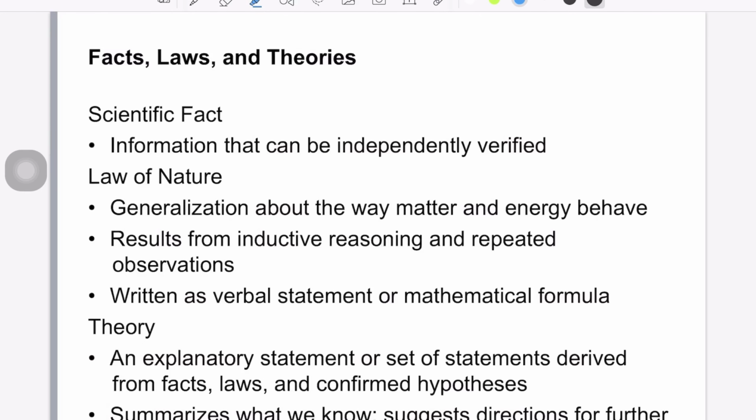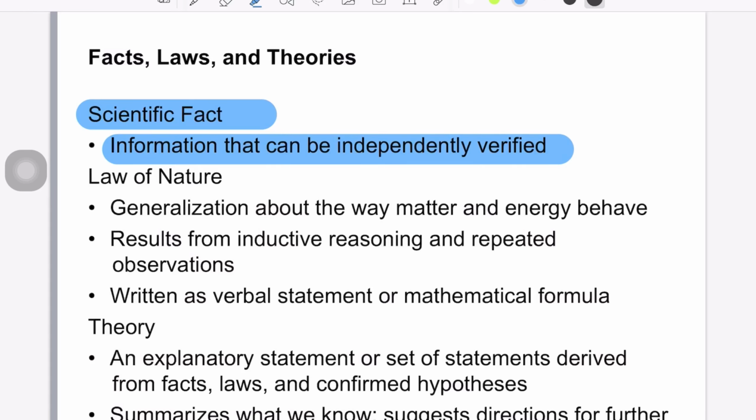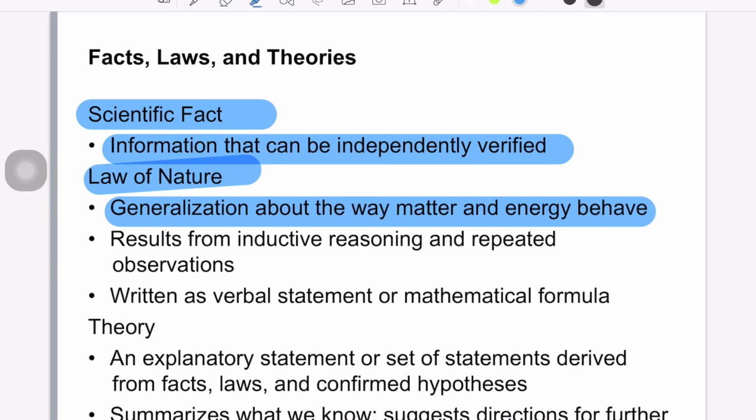Now, the last few things we're going to talk about are some terms. Scientific facts: information that can be independently verified. It's one definition, right? We'll run with it. Law of nature: generalizations about the way matter and energy behave. This comes from repeated observations. Often inductive reasoning is behind it. And often it's written out as a verbal statement or mathematical formula.